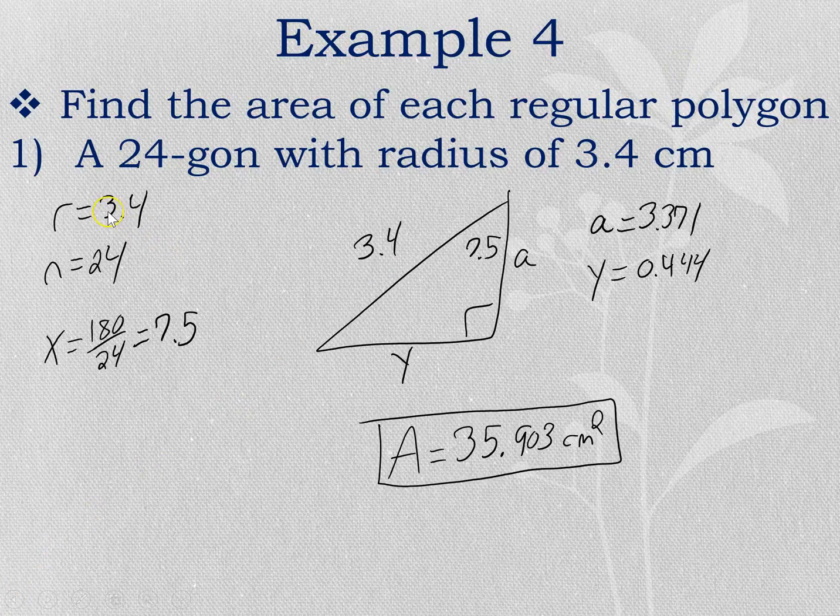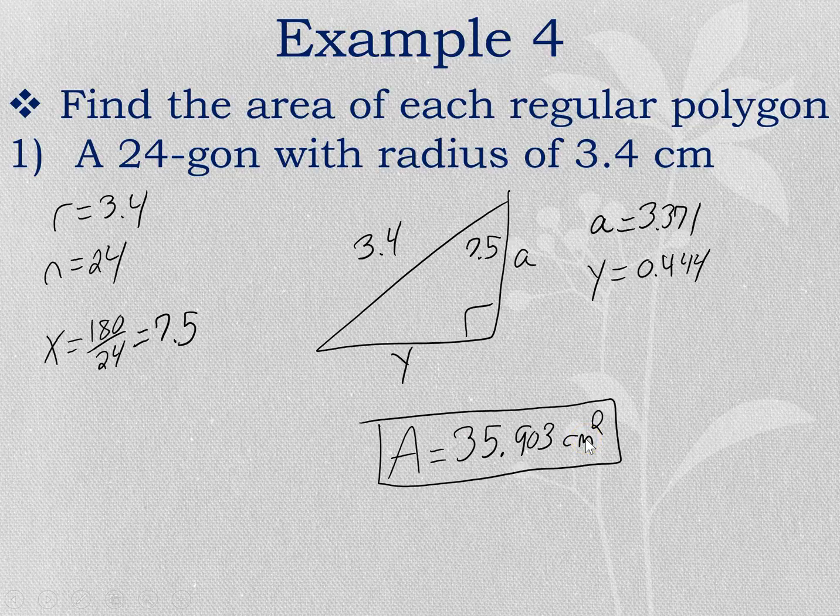Okay, so you should have identified r as 3.4, n is 24, which told you x was 180 over 24, which is 7.5. So you set up your right triangle. Here's your angle. A is adjacent, y is opposite, and the radius is the hypotenuse 3.4. When you solve for them, a is 3.371, y is 0.444. Then your final area when you plug in a and y is 35.903 centimeters squared.